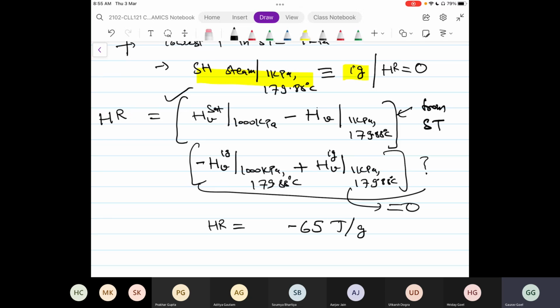For example, I took 1 kilopascal and 179.88 degrees Celsius. You can say that no, I don't like that. I will take the highest possible temperature in the steam table at 1 kilopascal. Do that. Okay. The second term will not come out to be 0. So the second term also you will then need to calculate the ideal gas enthalpy change and see whether you get the same answer as me or something else. So these are two values you will end up getting. Okay, any queries, any questions?